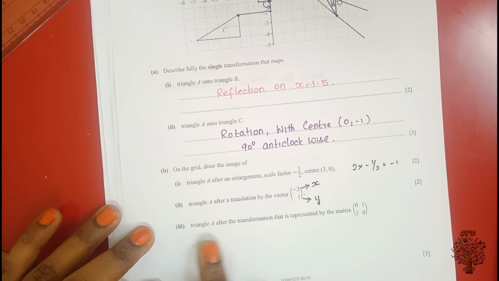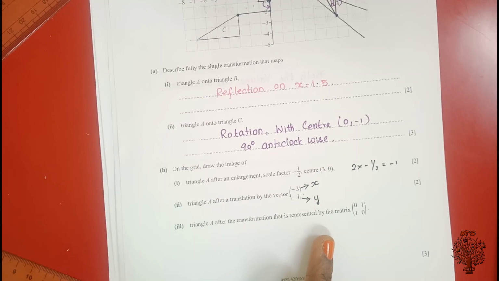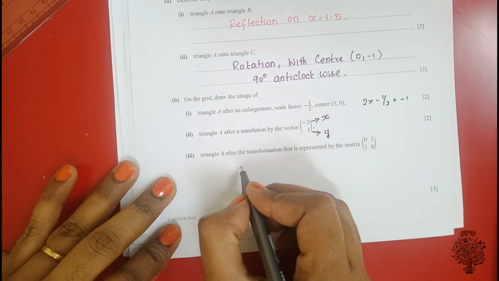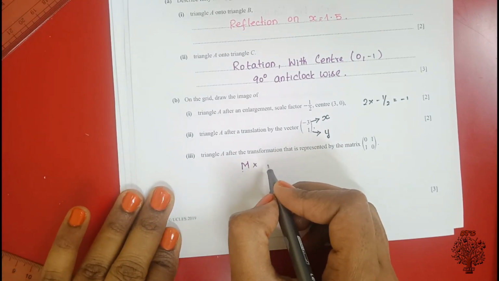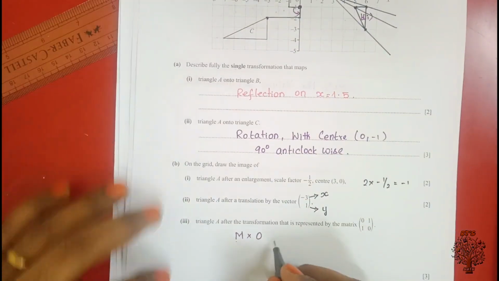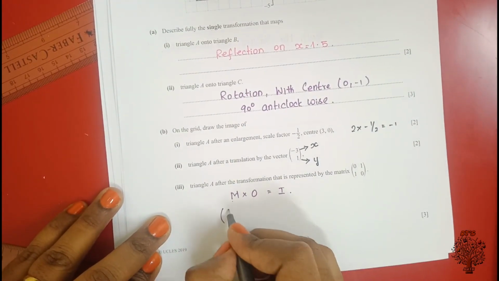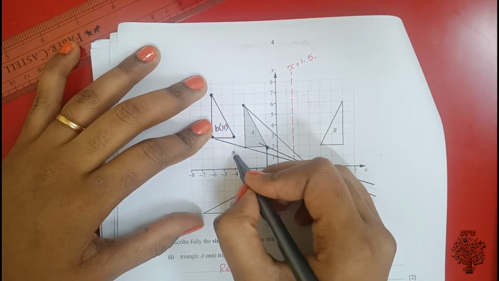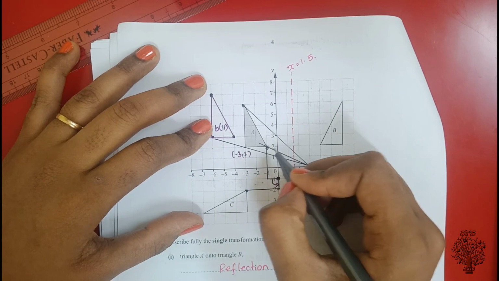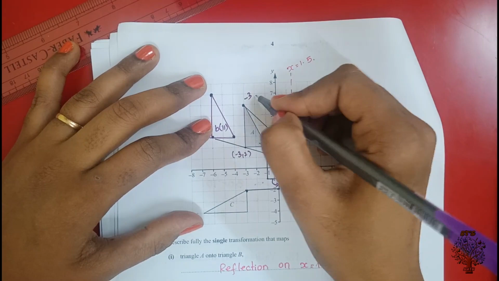Okay, now triangle A after the transformation that is represented by the matrix. We have a matrix. I have a formula for this, which is my own matrix multiplied with the object's value. This is equal to the image, what we are going to get. So the matrix is here 0, 1, 1, 0, and the object I'm going to fix here. This point is -3, 2. This point is -1, 2, and this point is -3, 6.